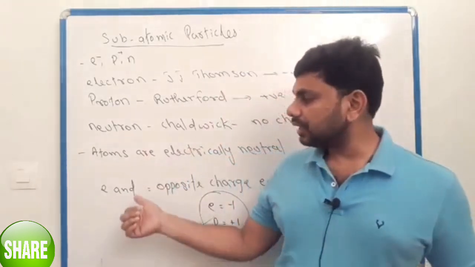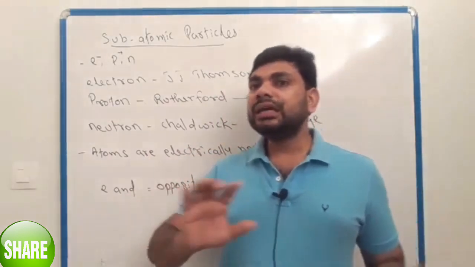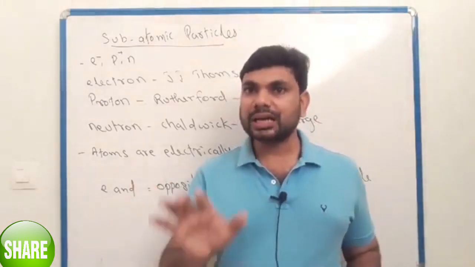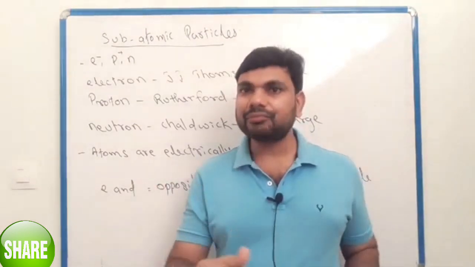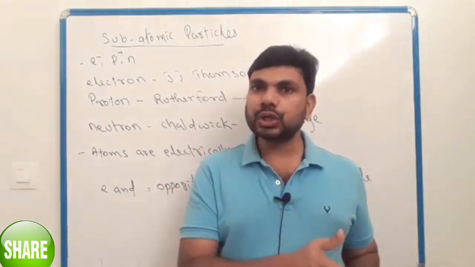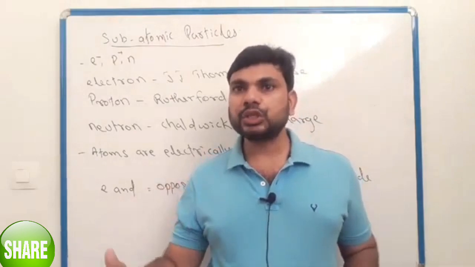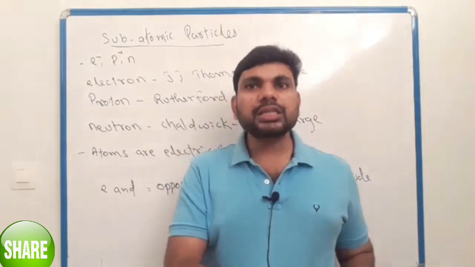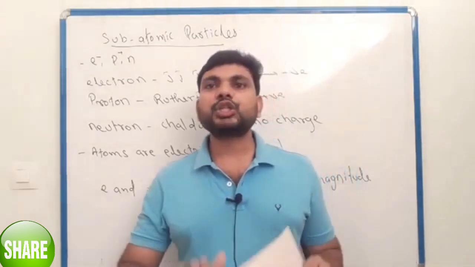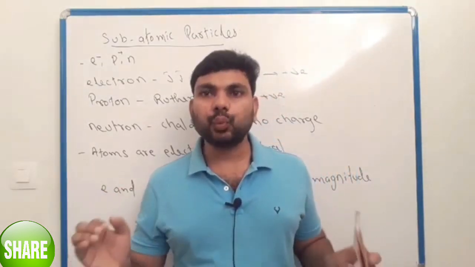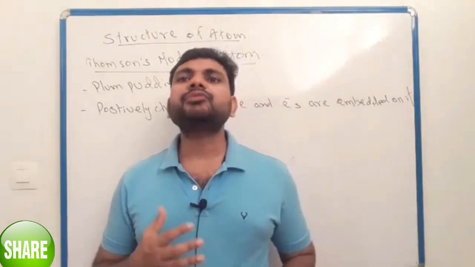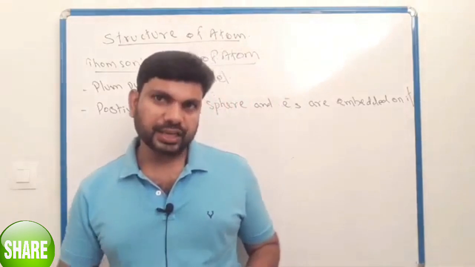Atoms consist of an equal number of electrons and protons. The number of electrons and protons inside the atom is the same. Electrons have negative charge, protons have positive charge, so the negative and positive charges cancel each other. That's why the total charge of an atom is 0. Clear?